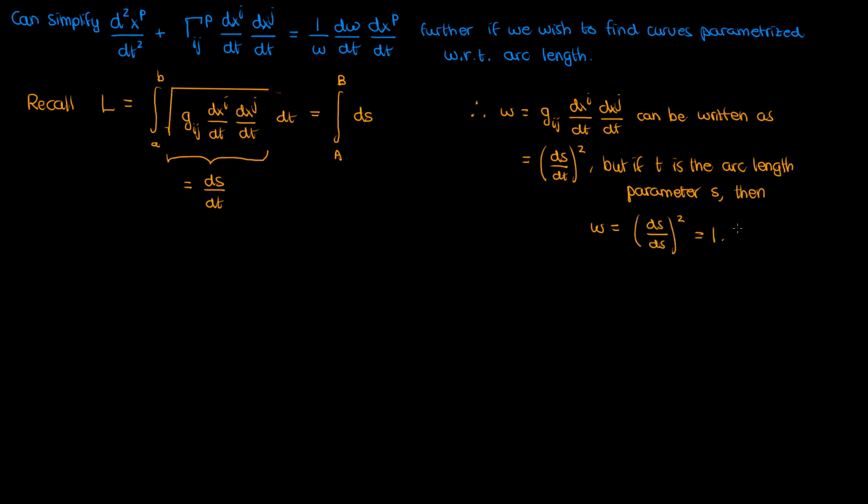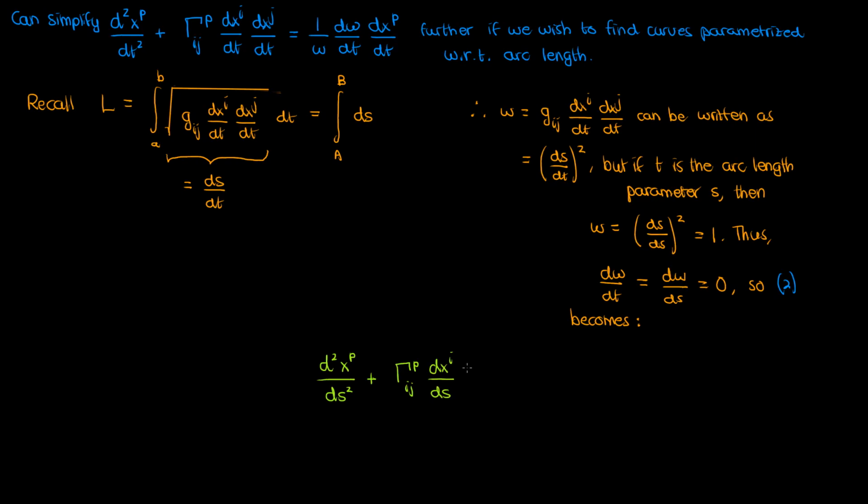And since w is now a constant when we have the parameter become the arc length s, its derivative with respect to a parameter, s in this case, would just be 0. So in equation 2, parametrizing with respect to arc length makes your right-hand side 0. This greatly simplifies the geodesic equation to the second derivative of x super p with respect to s, plus the Christoffel symbol of the second kind gamma super p sub ij, times the derivative of x super i with respect to s times the derivative of x super j with respect to s equals 0.